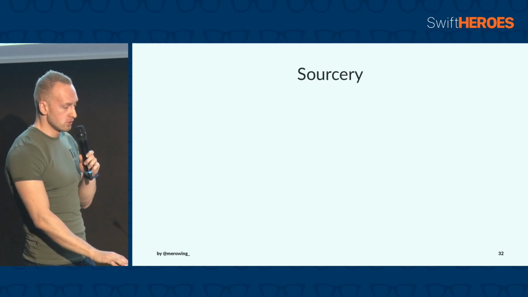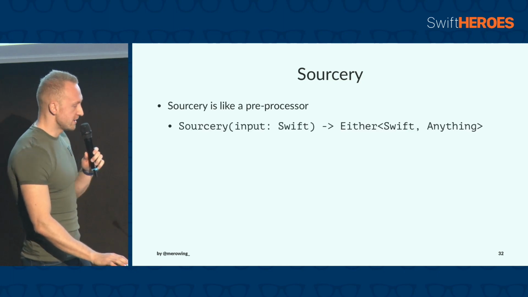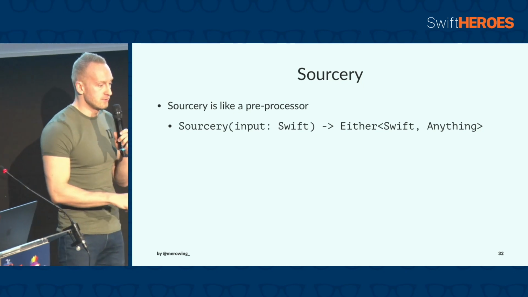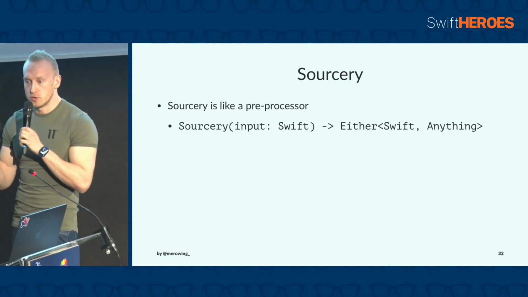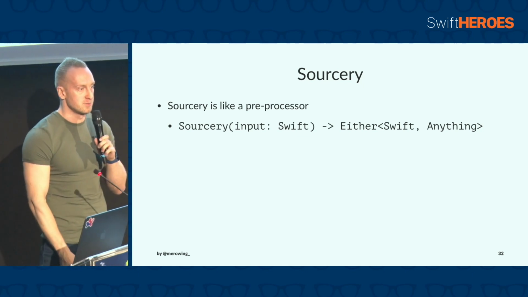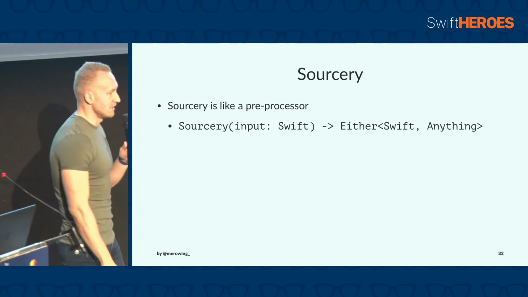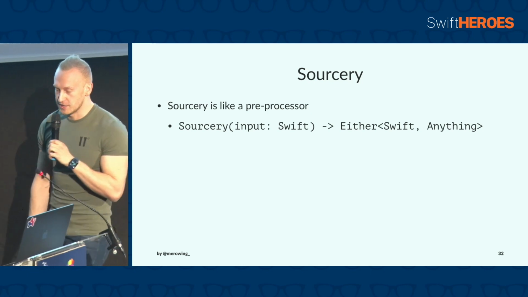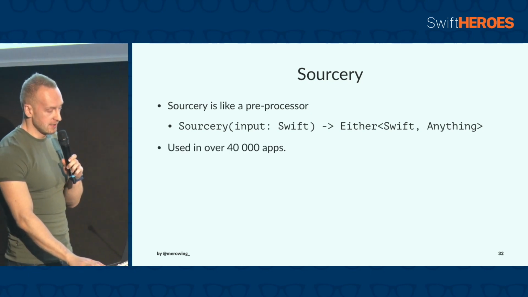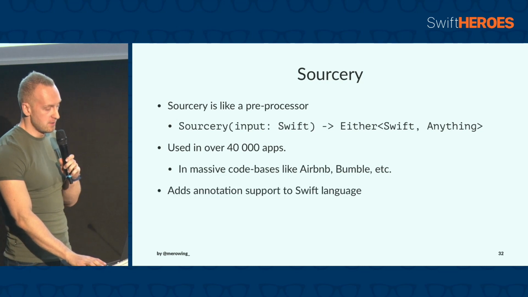So I built this tool called Sorcery. And it works like a preprocessor. Sorcery as an input gets Swift code, and as an output can generate more Swift code or anything else. There are people that generate Dart from Swift. There are people that generate JavaScript bindings. A lot of use cases, extremely powerful. And it's used in over 40,000 applications like Airbnb, Bumble.